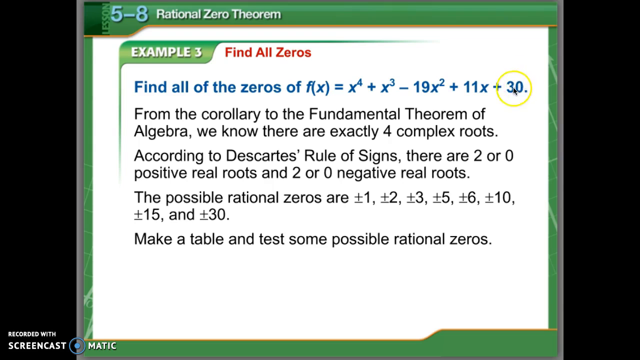Then we took p, which is 30, and q, which is 1, and wrote down all the different possible combinations that might be zeros. So really this is just all the different factors of 30. So we have 1, 2, 3, 5, 6, 10, 15, and 30. And then we're just going to make a table and test some values. We're testing them by doing synthetic division.